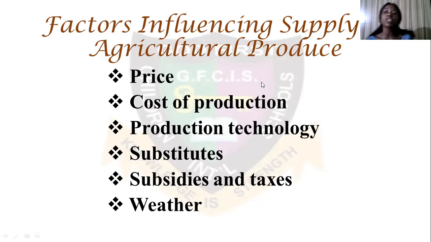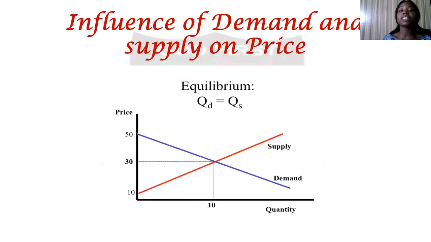Then weather conditions, like too much rainfall or too little rainfall, can affect the output of agricultural produce. So when the output is too low, the farmer will have less to supply, so there will be less supply of such produce in the market. Next one, we look at the influence of demand and supply on price.